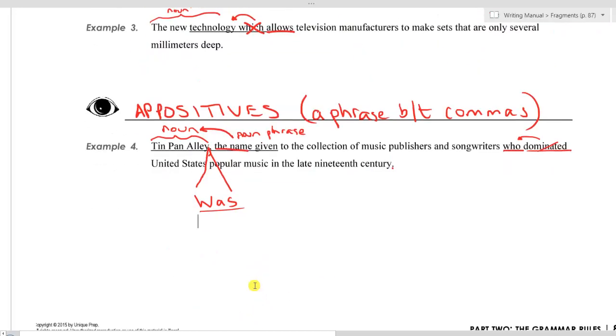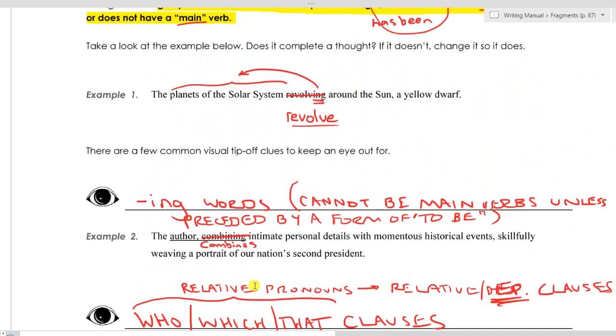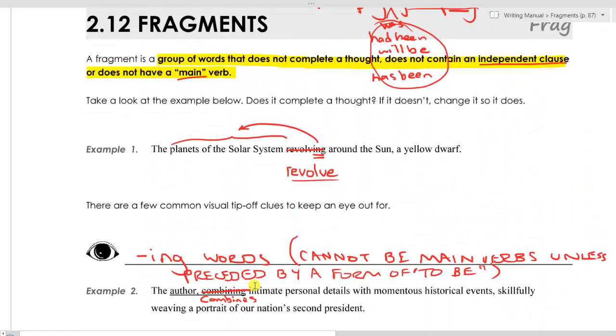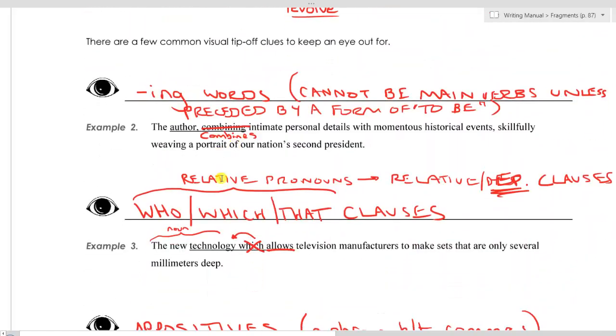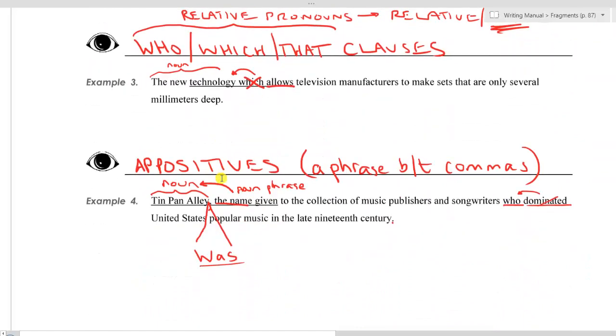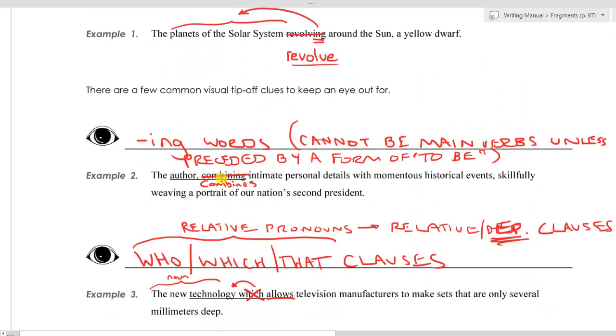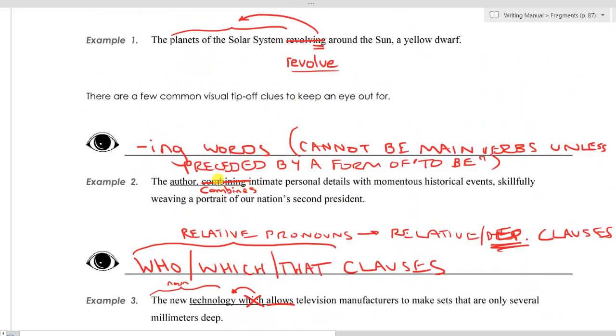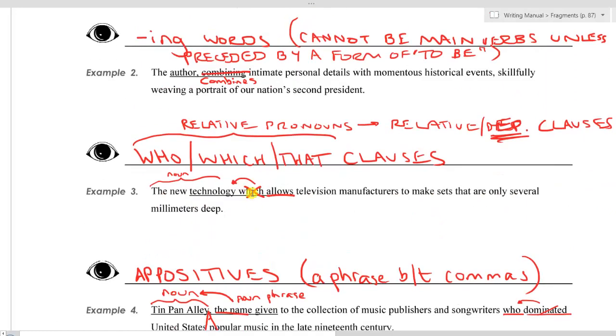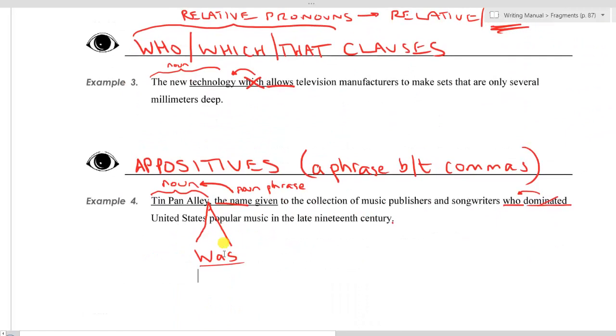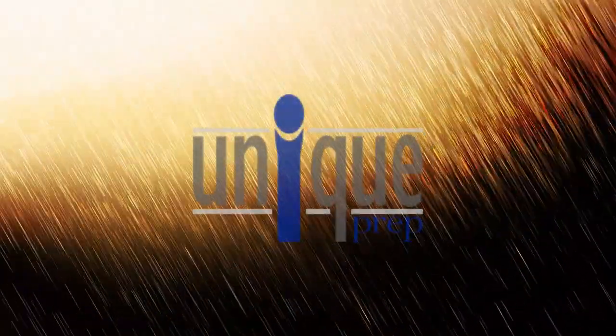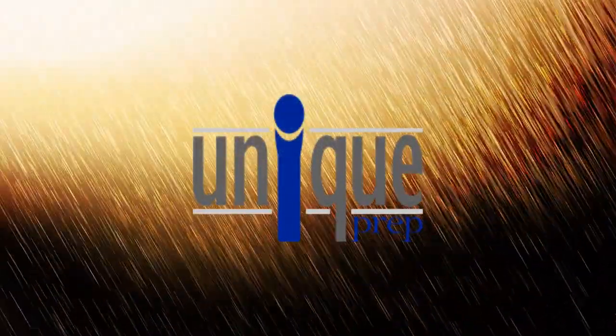That is pretty much it for fragments. Really, you just need to know what a fragment is. You need to know what the tip-off clues are. You need to know how to fix a fragment. Usually it involves either getting rid of the tip-off clue, changing the tip-off clue. Here we got rid of the tip-off clue. Here we changed the tip-off clue. Or just inserting a main verb at some point in the sentence. That is all for fragments.